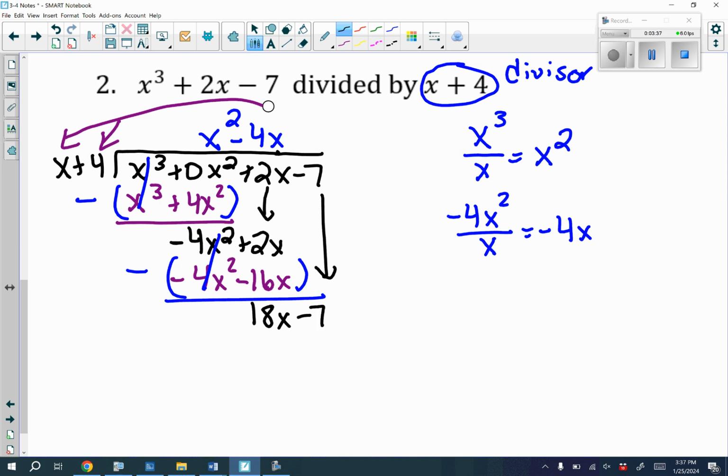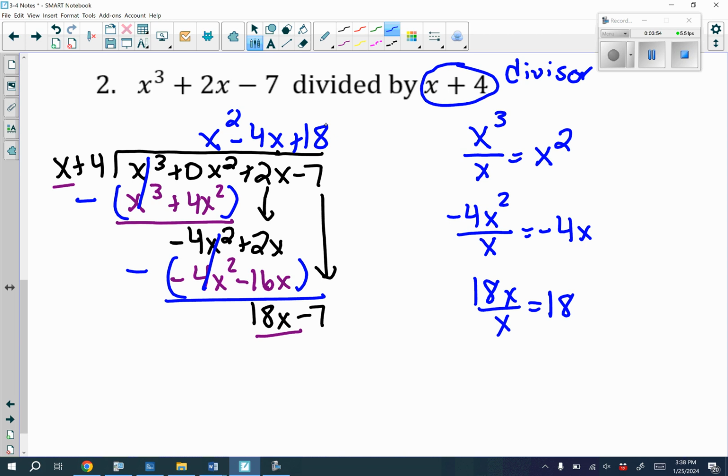Okay, let's try that again. So we need to take the first two terms and divide them. So I'm going to take 18x and x and divide those. When I do 18x divided by x, that gives me 18. I'm going to put that on top. Now I'm going to go ahead and multiply. So I do 18 times x and then 18 times 4.